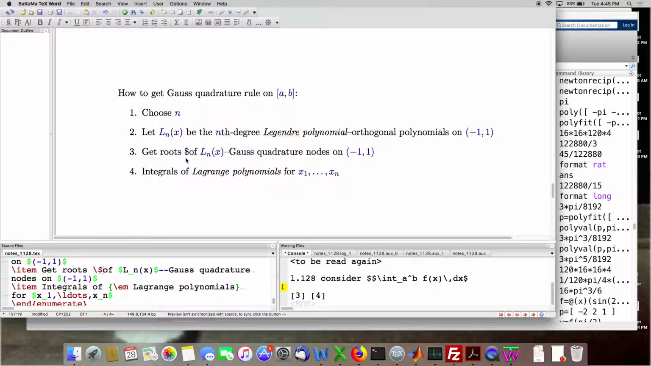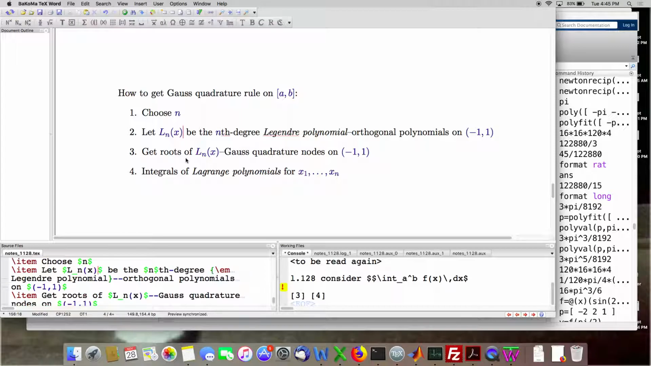Okay, so these roots are referred to as.